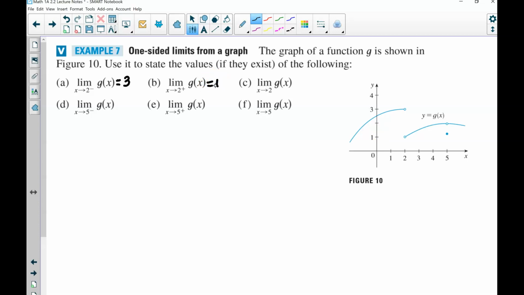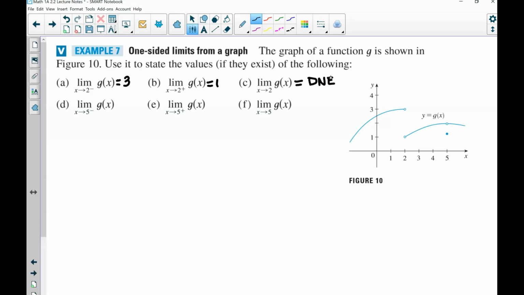Now, as x is approaching 2 of the function g of x, because these two limits do not equal the same number, we would say that this limit does not exist, from our previous definition.